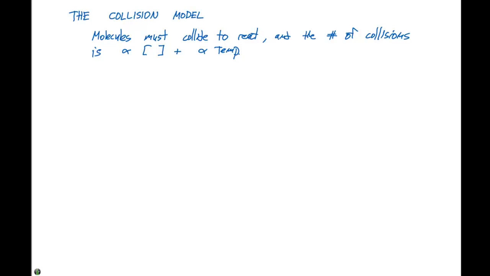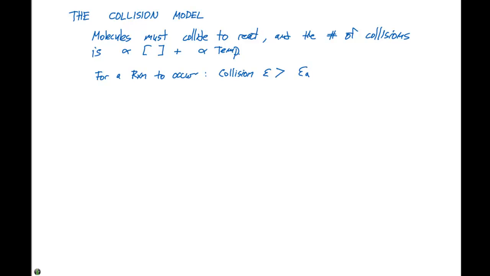Another thing that we can say for a reaction is that for a reaction to occur, the collision energy must be greater than the energy of activation, which we'll abbreviate as EA. And the energy of activation is the minimum energy needed to observe a reaction going from reactants to products.